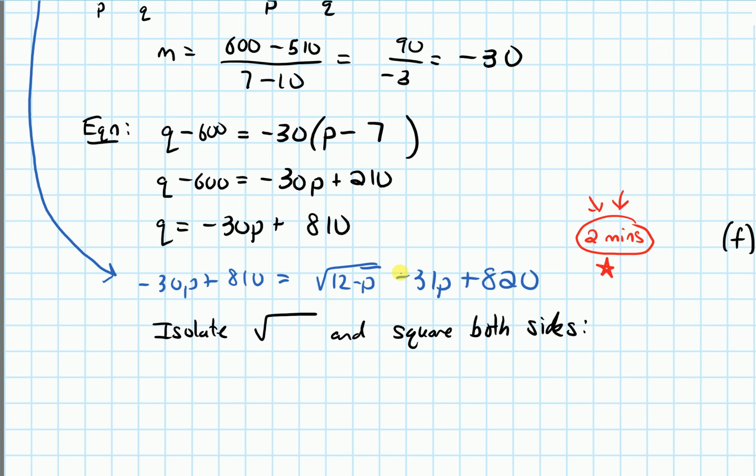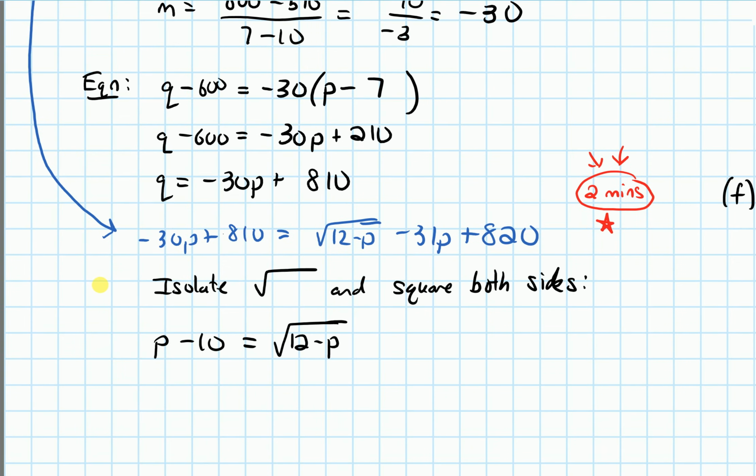So I'm going to add 31p to the left. And when I do that, 31p minus 30p is just p. And then 810 minus 820 is minus 10. Okay, so that simplified quite a bit. That's nice. All right, so this equals square root of 12 minus p.